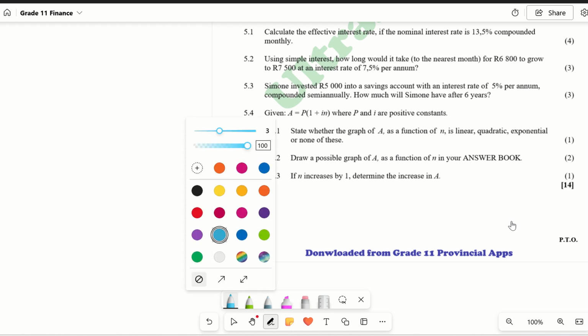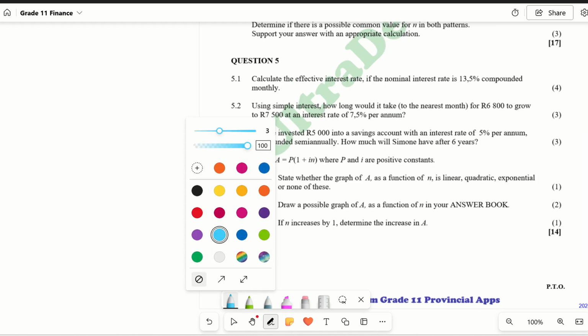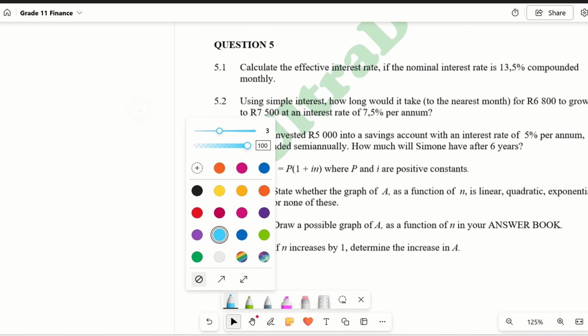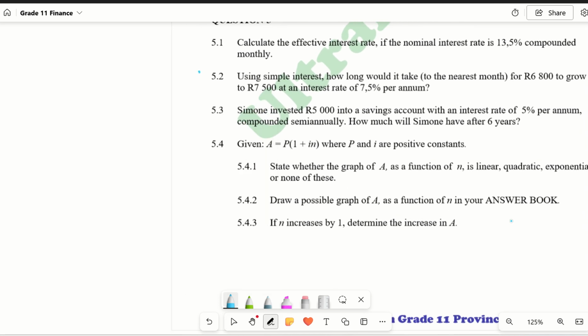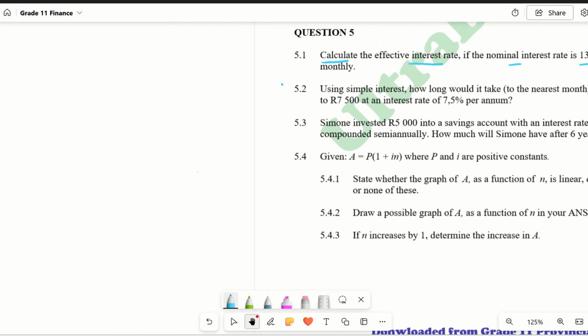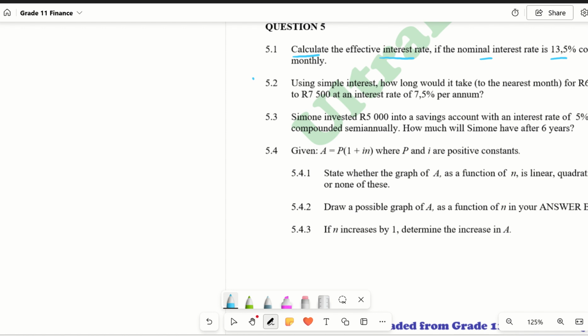Financial maths. So this is obviously a financial maths past paper for grade 11 from the year 2022. I think it was in November 2022. It says calculate the effective interest rate if the nominal interest rate is 13.5% compounded monthly. Now, there is a formula that connects the so-called effective interest rate with the so-called nominal interest rate.